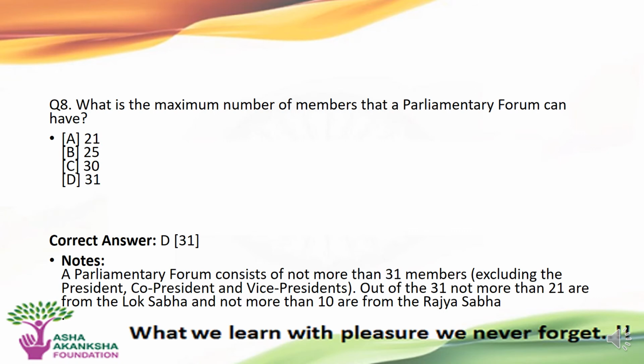The next question is, what is the maximum number of members that a parliamentary forum can have? Options are A. 21, B. 25, C. 30, and D. 31. The correct answer to this question is option D, that is 31. The parliamentary forum consists of not more than 31 members. Out of the 31, not more than 21 are from Lok Sabha and not more than 10 are from Rajya Sabha.